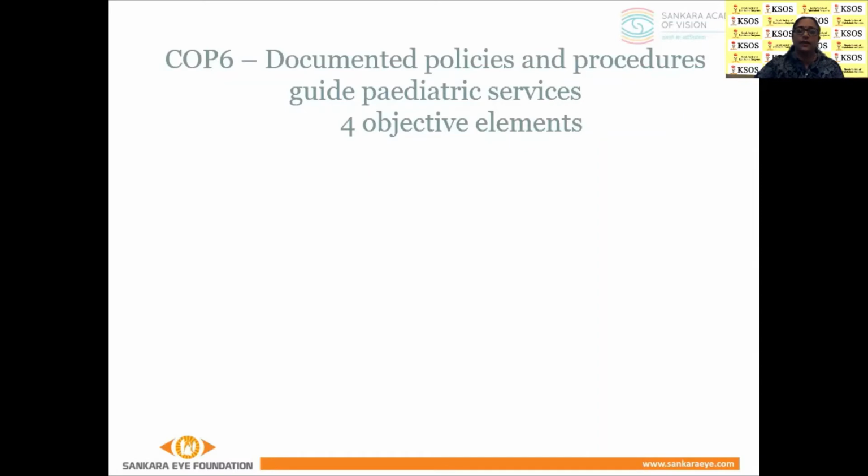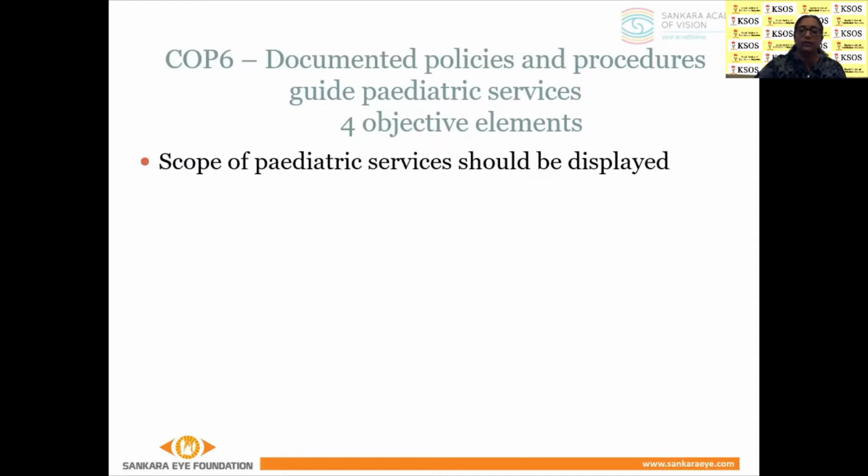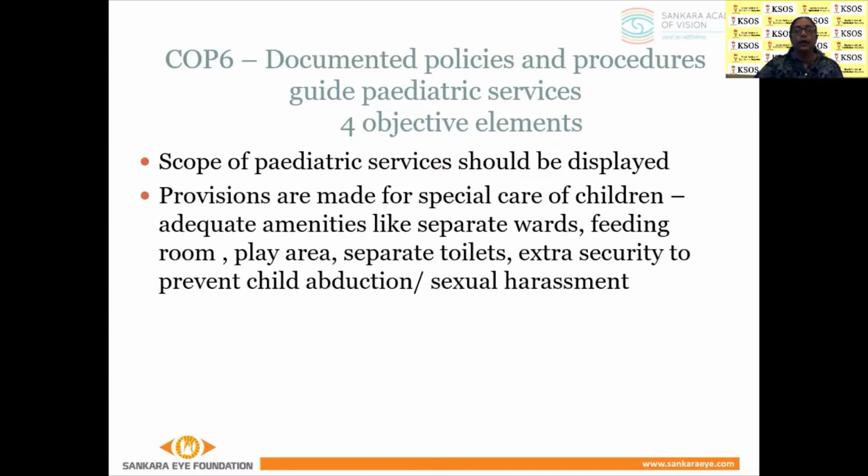Coming to COP6, documented policies and procedures guide the pediatric services. So there are 4 objective elements in this. So basically the first one is that the scope of the pediatric services should be displayed prominently in the OPD area, and the provisions are made for special care of children, like adequate amenities like special wards should be there.